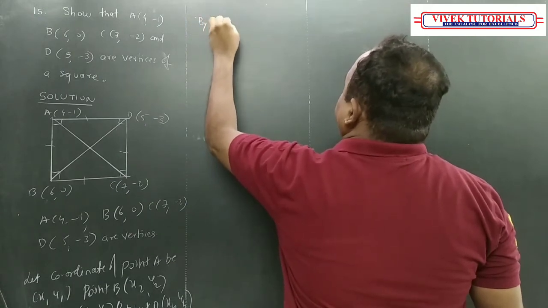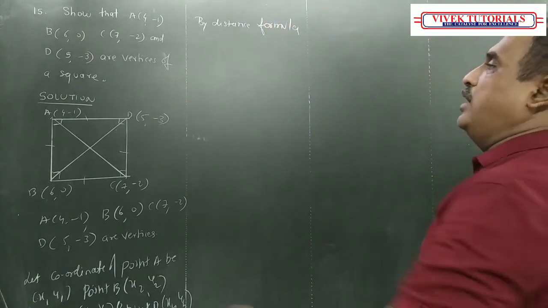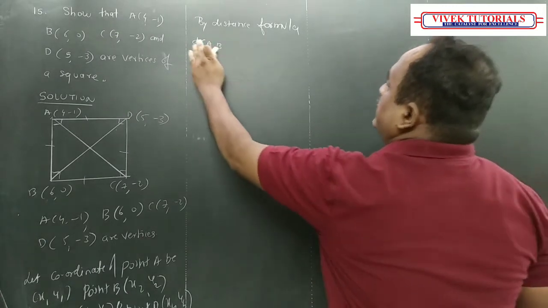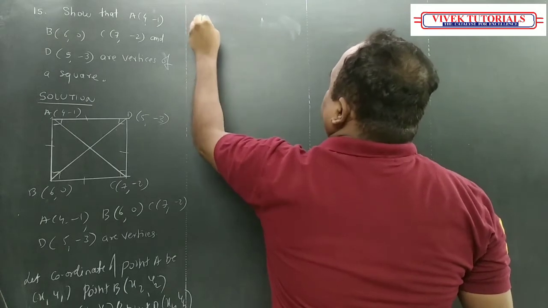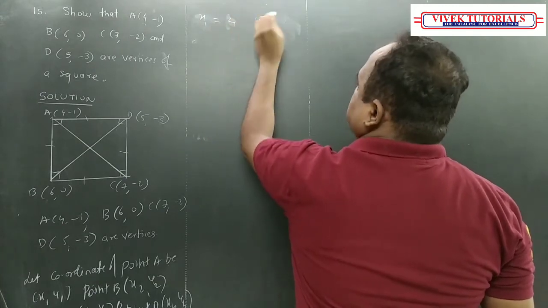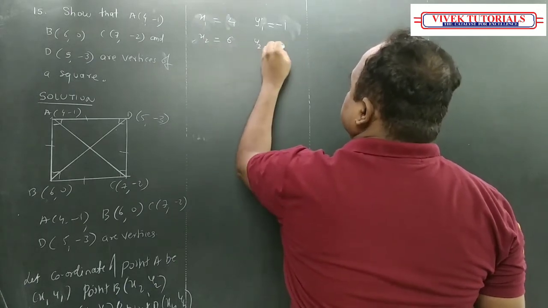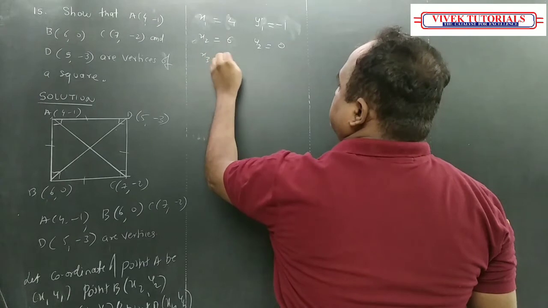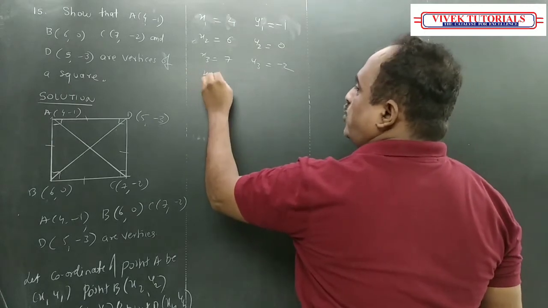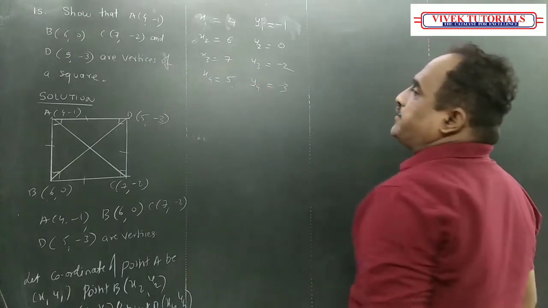So what I am going to write? By distance formula, distance AB. We put the values. Okay, so what are the values: x1 is 4, y1 is -1, x2 is 6, y2 is 0, x3 is 7, y3 is -2, x4 is 5, and y4 is -3.